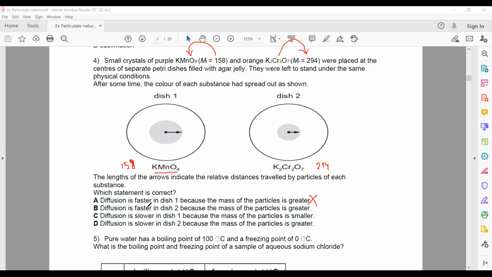When you check the second option, diffusion is faster in dish 2. That's totally wrong. It is faster in dish 1. Diffusion is slower in dish 1. That's also wrong. Here the diffusion is fast and diffusion is slow. So in dish 2, the diffusion is slower because the mass is greater. That's why the heavy particles will move slower. So D is the right answer. Is it clear to everyone? So the correct answer for this one is D.